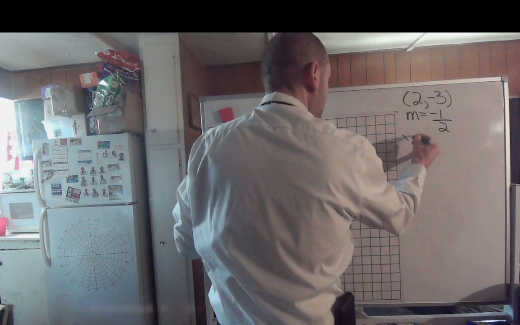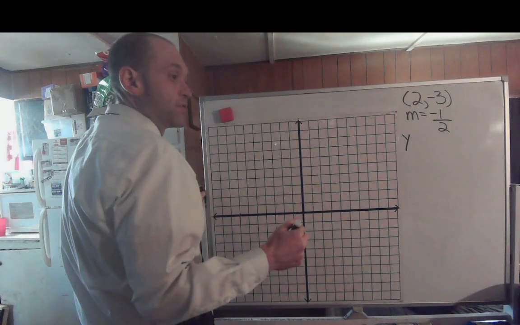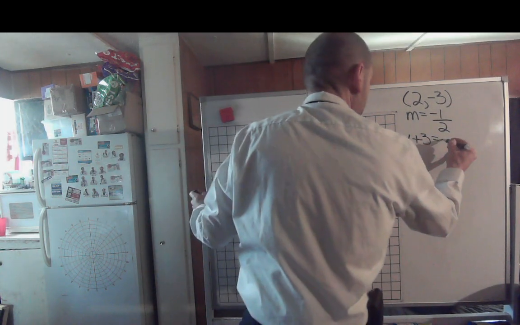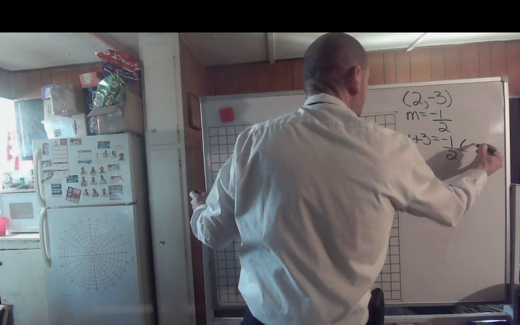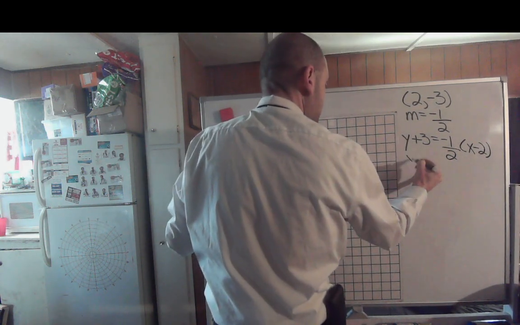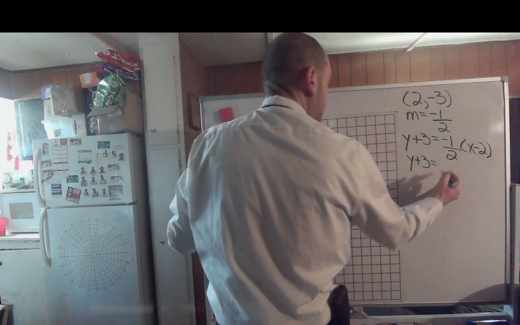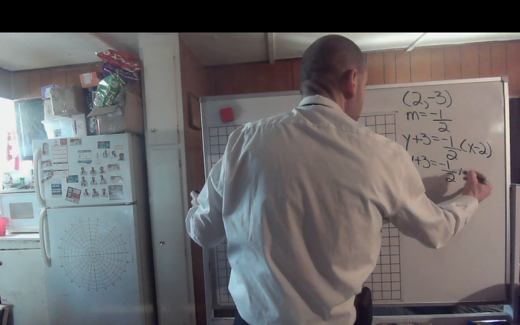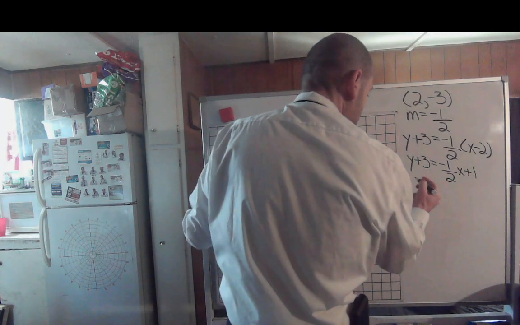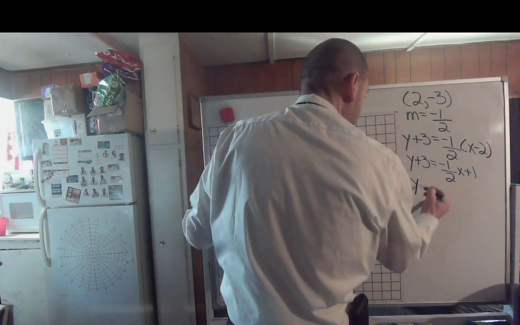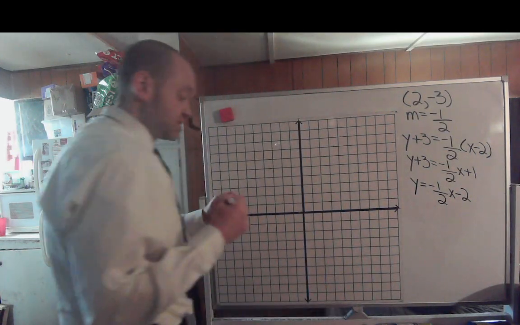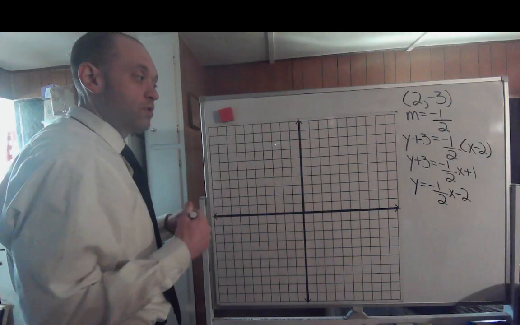So this would be y minus your y1 of -3, so minus -3, this turns into y plus 3, equals your slope of -1/2 times the quantity of your x minus your x1, so that'd be x minus 2. So this becomes y plus 3 equals -1/2 x plus 1. Well, this would become then y equals -1/2 x minus 2. We have it in slope-intercept form. We need it in general form.